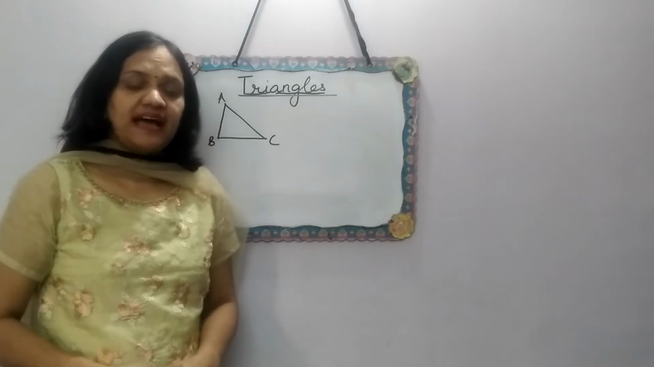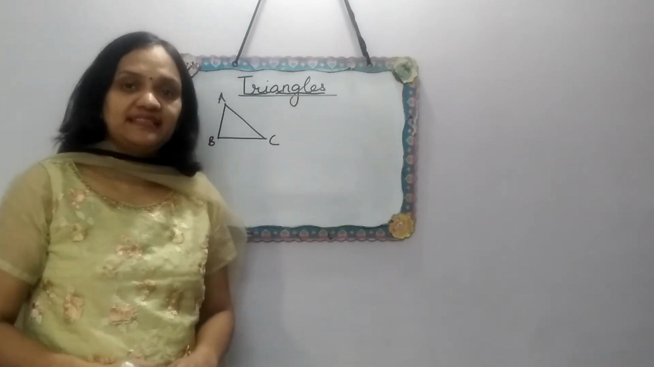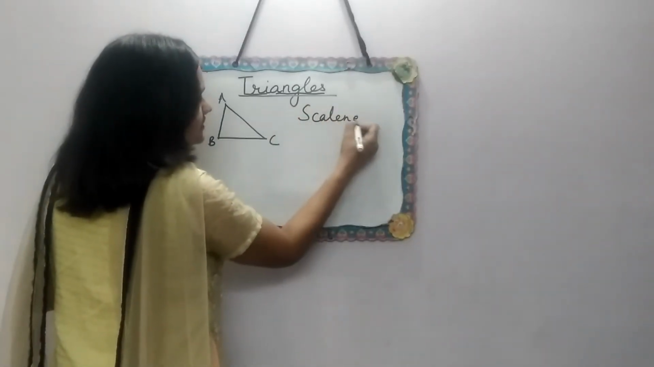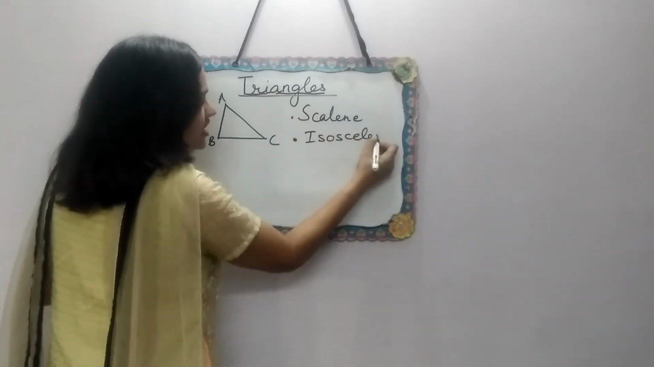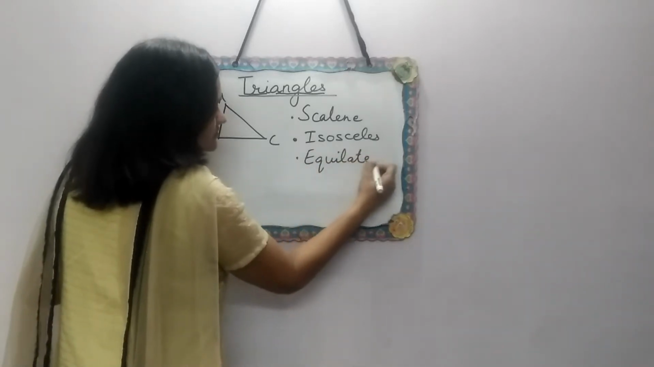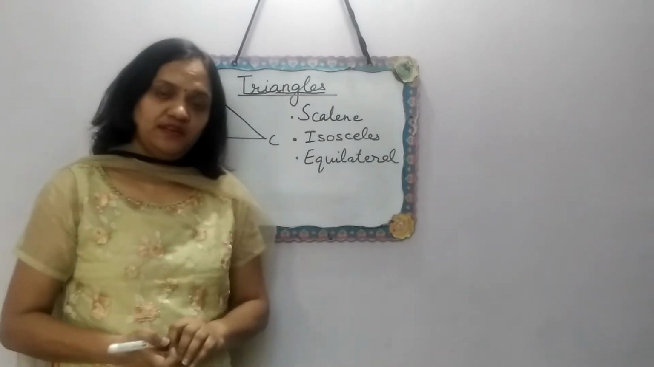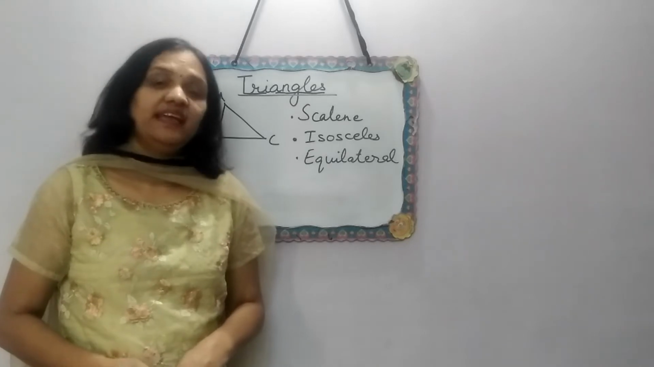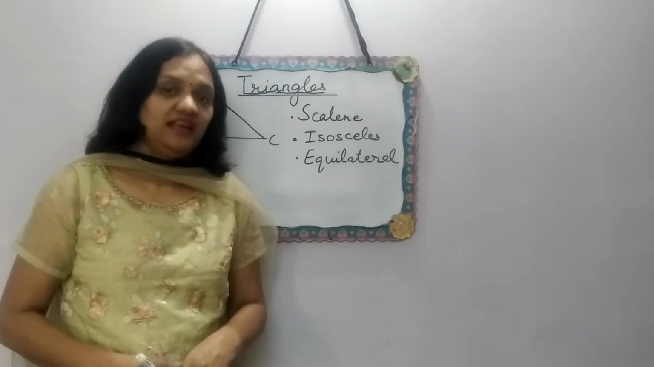You have studied that a triangle can be classified according to its sides as scalene triangle, isosceles triangle and equilateral triangle. In a scalene triangle, none of the sides are equal. In an isosceles triangle, two sides are equal, whereas in an equilateral triangle, all the three sides are equal.